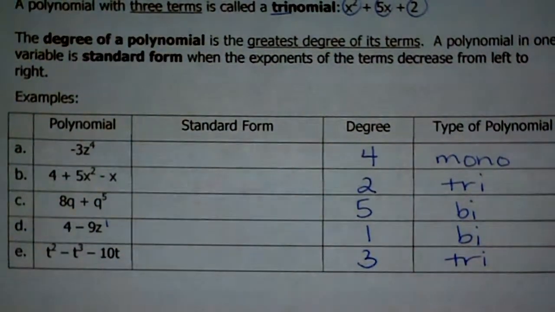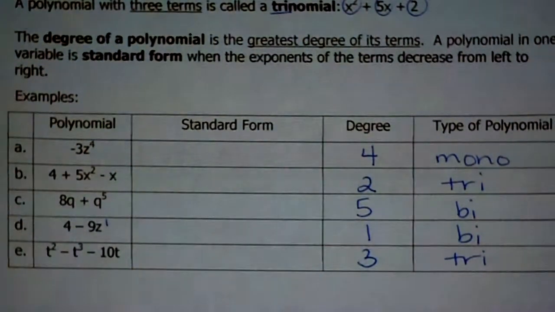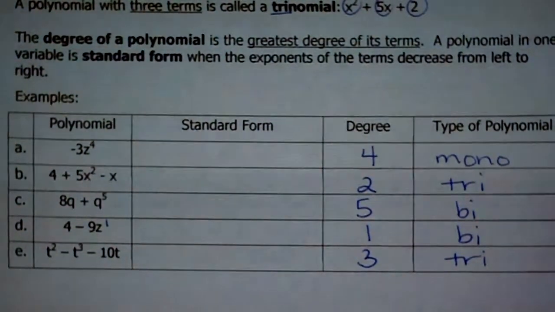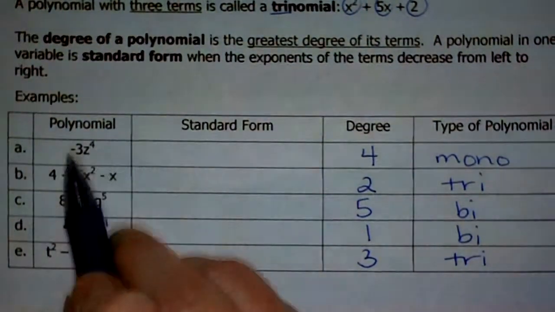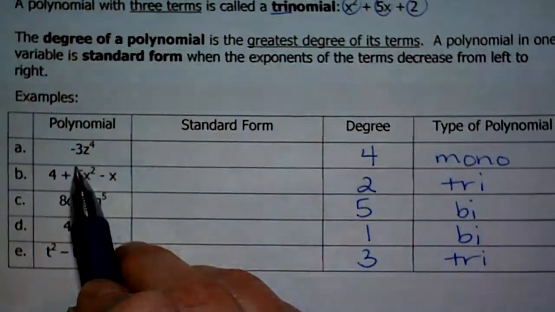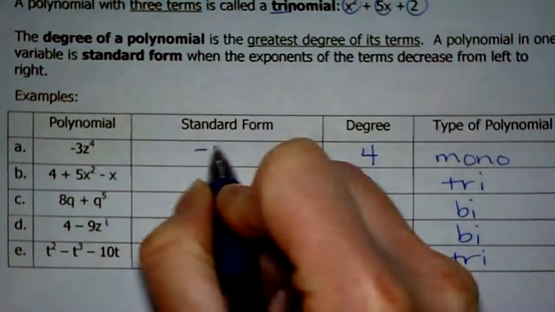All right, now it's time for standard form. And I told you that to write things in standard form, the terms decrease from left to right. That means the highest one goes on the left and the lowest one goes on the right when you're looking at the exponents, the degrees of it. So standard form of this one is a piece of cake. There are no separate terms, so I just rewrite that.